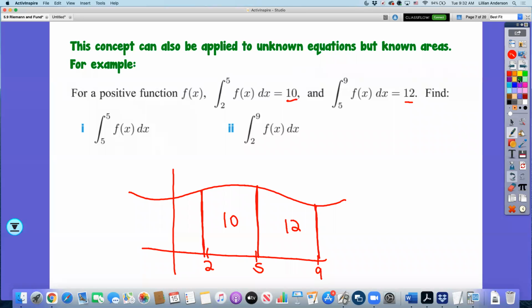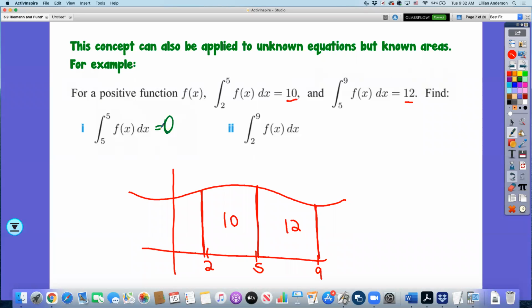So if I'm asked to find the integral from 5 to 5 of f of x dx, what do you think it's going to be? 0. It's going to be 0. Why do you say 0? Because it's the same point. I'm not going from like 5 to 9. I'm just at 5. So there's no area that's actually covered from 5 to 5.